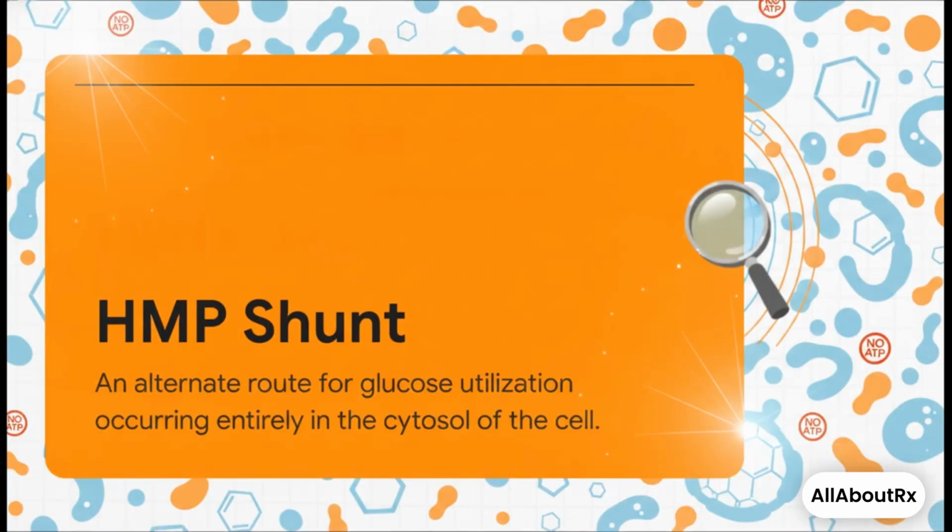And that alternative route is the hexose monophosphate or HMP shunt. You'll definitely hear it called the Pentose Phosphate Pathway too, or even the 6-phosphogluconate pathway. Simply put, it's the premier alternate route for glucose utilization. And location is everything in biochemistry. This entire pathway happens exclusively in the cytosol of the cell. It totally bypasses the mitochondria.